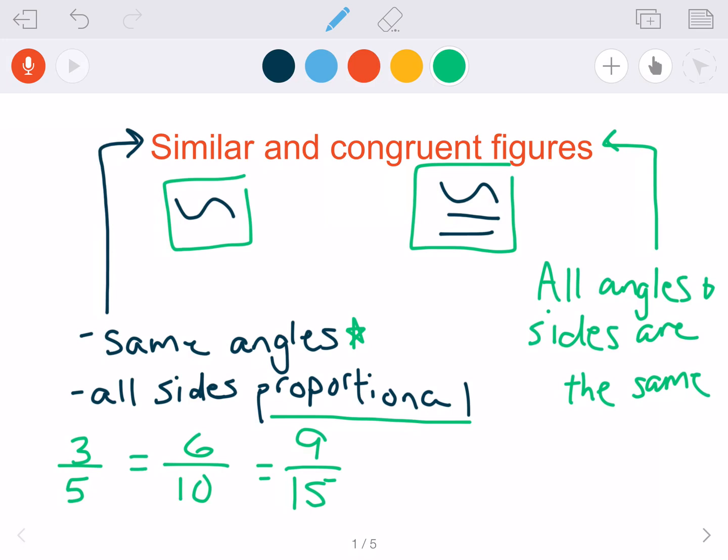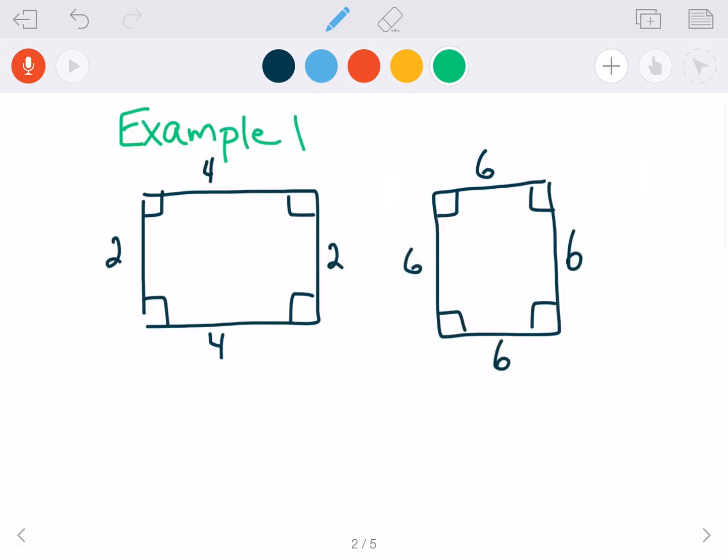Congruent figures, they are exactly the same. So sides are exactly the same and angles are exactly the same. So we're going to just walk through a couple examples where we just have to say whether they're congruent or similar.